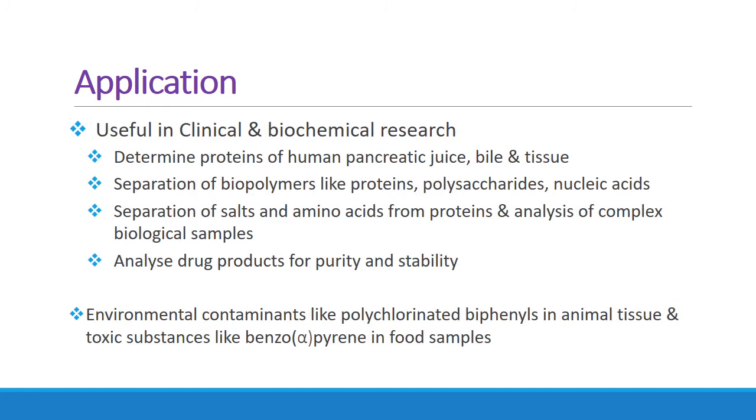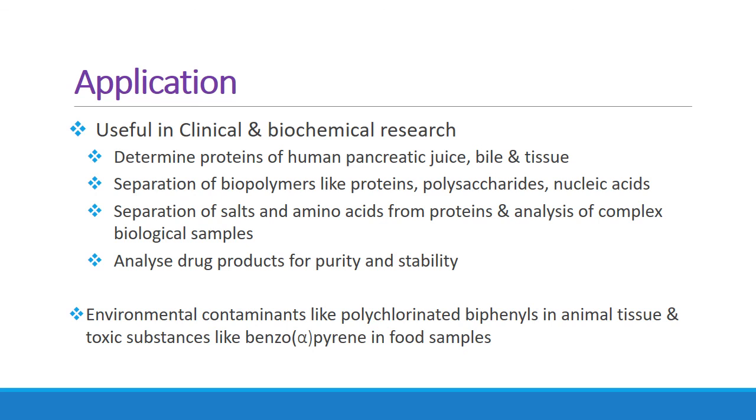GPC is also used in clinical, biochemical and pharmaceutical research. It is a simple, convenient, rapid, reproducible and reliable assay method for determining the proteins of human pancreatic juice, bile and tissue. It's also used to separate biomolecules based on their size. For example, various species of proteins, polysaccharides and nucleic acids are separated by using this method.